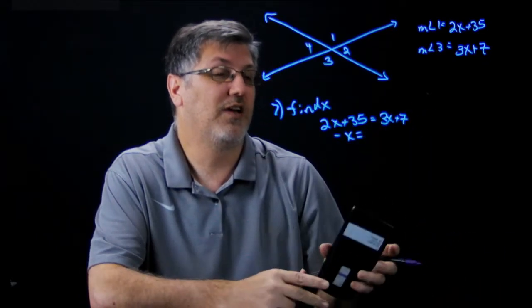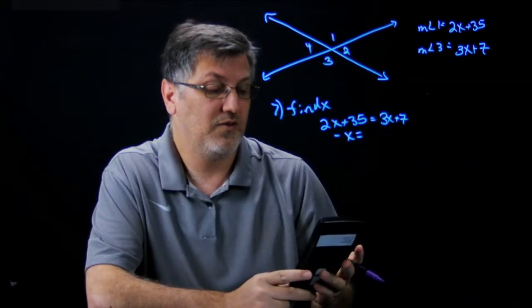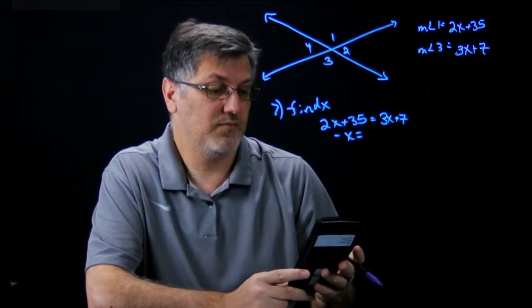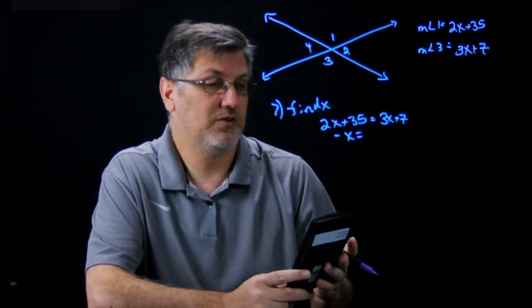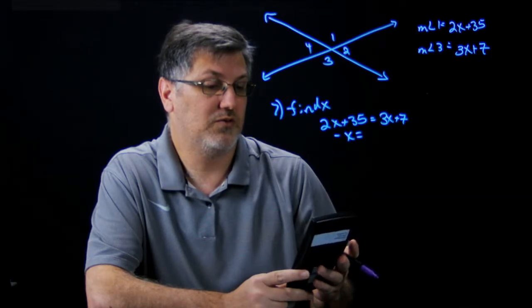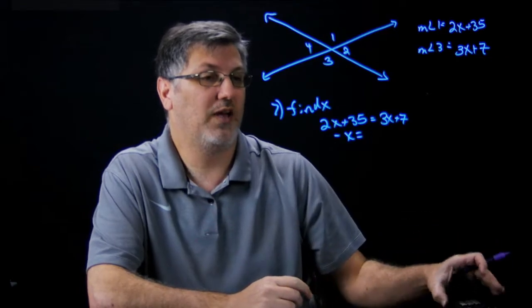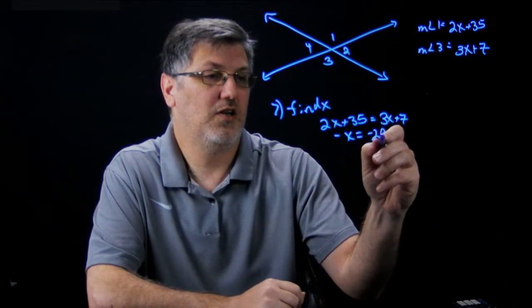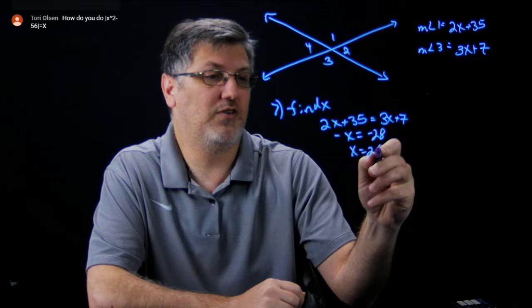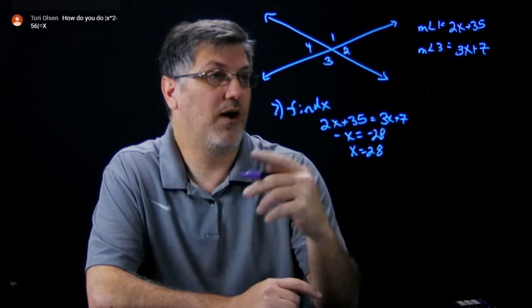Oh, boy, I'm not thinking today. Can't even use a calculator right. Negative 28. That tells me x equals 28. All right, so I've found 7.